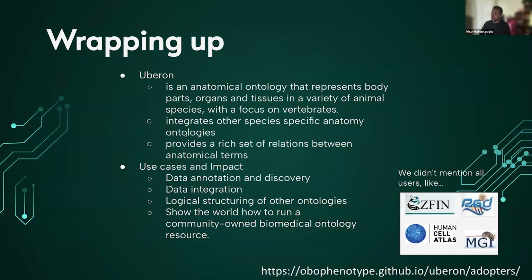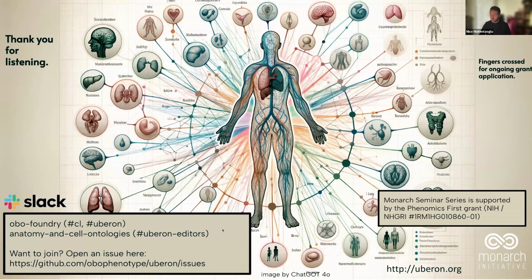All right, wrapping up. So Uberon is an anatomical ontology that represents body parts, organs, and tissues in a variety of animal species with a focus on vertebrates. We said it, the little sentence you learn by heart. It integrates other species-specific anatomy ontologies and provides a rich set of relations between anatomical terms. And it's used in a lot of different use cases and has a great impact from data annotation and discovery to data integration, logical structuring of ontologies, and being a model for a community-managed resource.